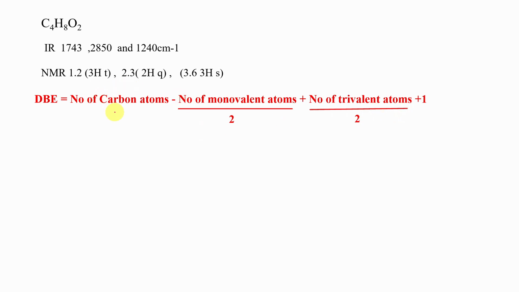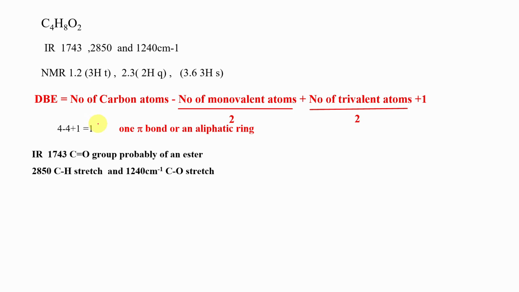In this case, it will be 4 minus 4 plus 1. There are 4 carbon atoms and 8 hydrogen atoms. Hydrogen is monovalent, so 8 by 2 is 4, plus 1. There are no trivalent atoms, and hence the DBE value is equal to 4 minus 4 plus 1, that is equal to 1. This 1 indicates the molecule may contain one pi bond or an aliphatic ring.